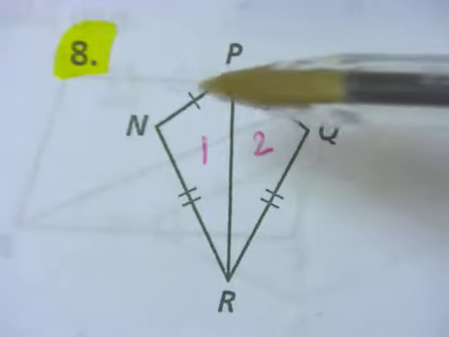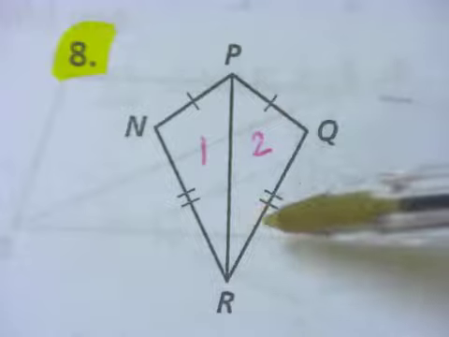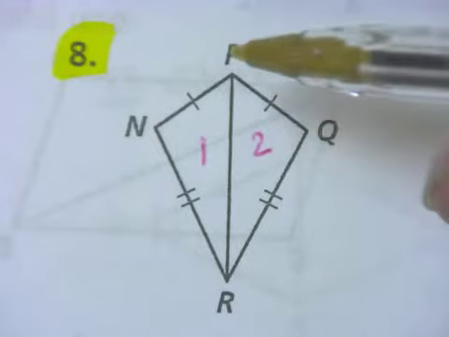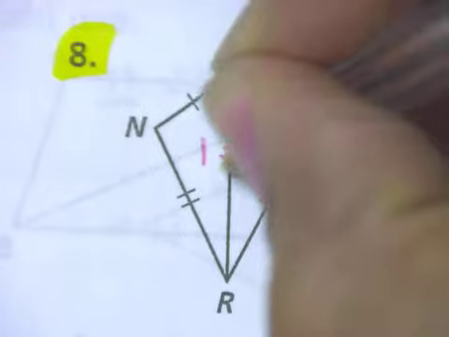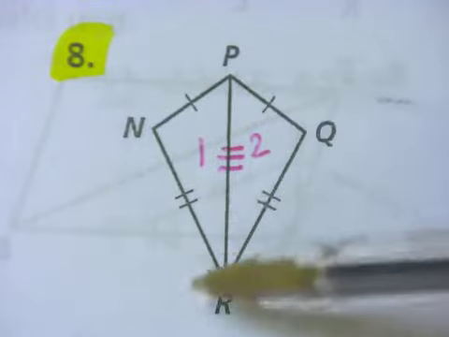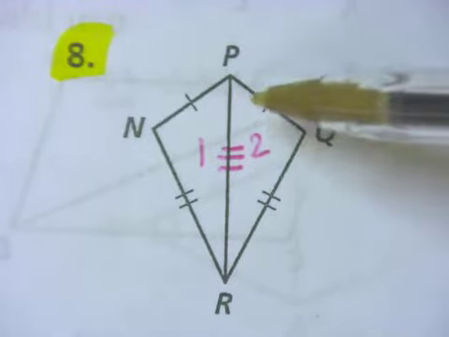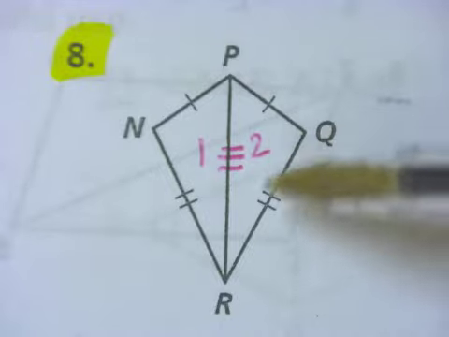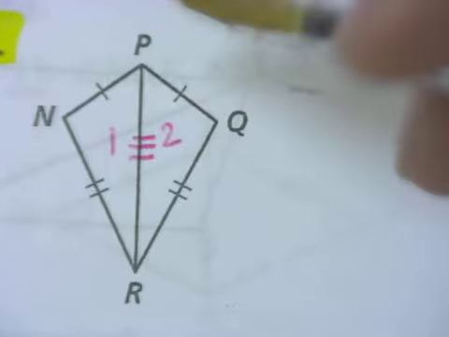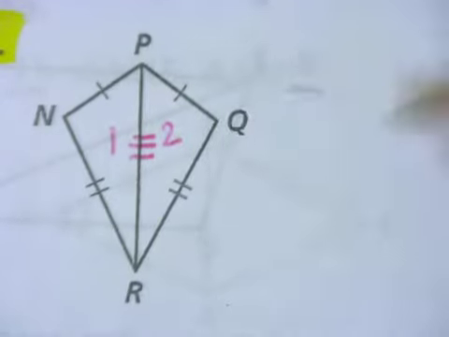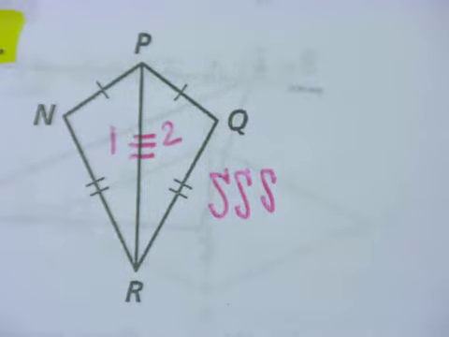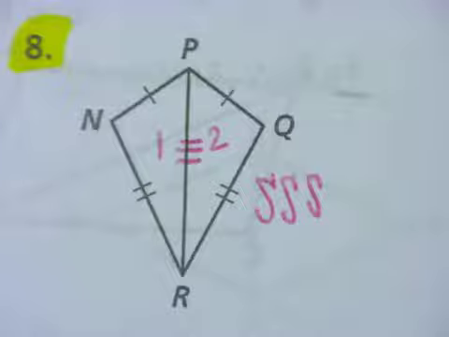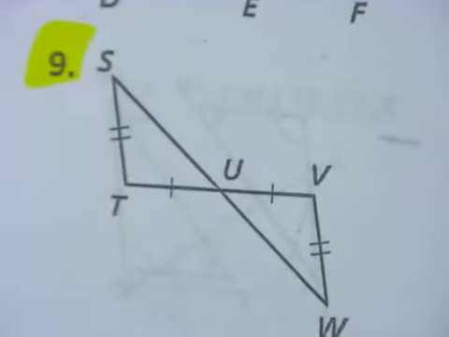Moving along to number 8, I can see here that this is triangle 1, this is triangle 2. I can see the congruent parts. And I also know that segment PR is congruent onto itself. If you notice here, these three sides of this triangle are congruent to these three sides of this triangle here. So then I can say that these two triangles are congruent using the side, side, side rule.